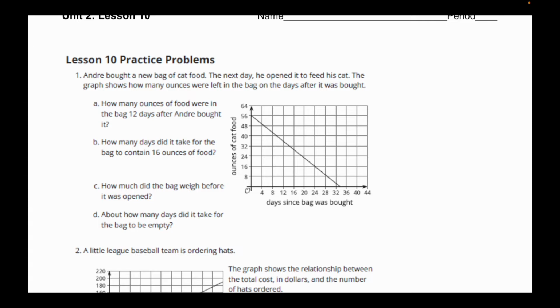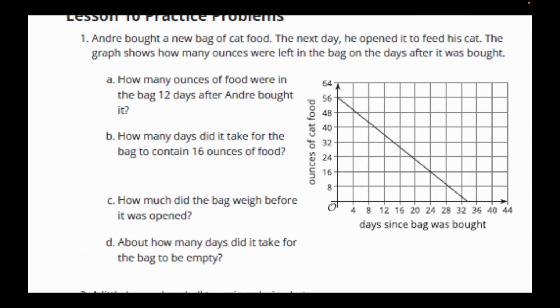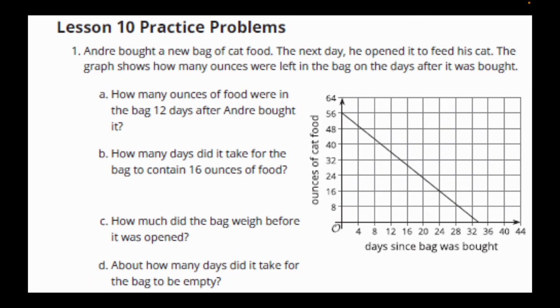So Andre bought a new bag of cat food, and the next day he opened it to feed his cat. The graph shows how many ounces were left in the bag on the days after it was bought. So he gets a bag of cat food, he's feeding his cat from it every day, and then we're graphing how much he has left. The first thing they're asking us here is how many ounces of food were in the bag 12 days after Andre bought it. So 12 days after.